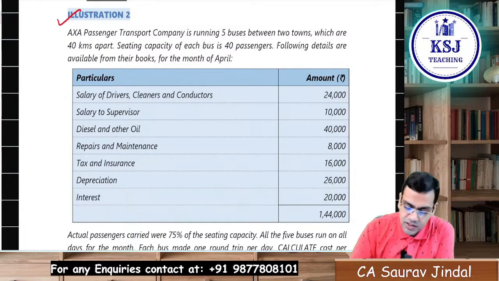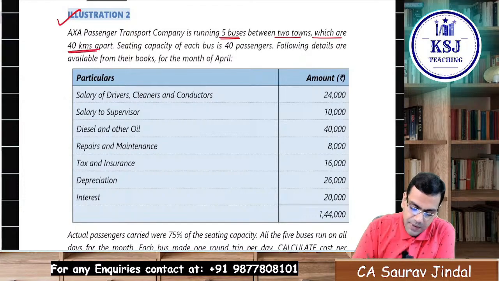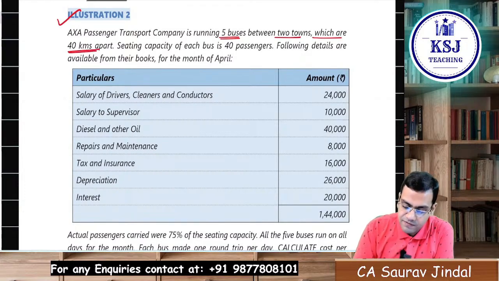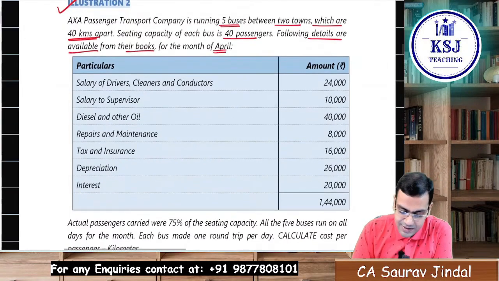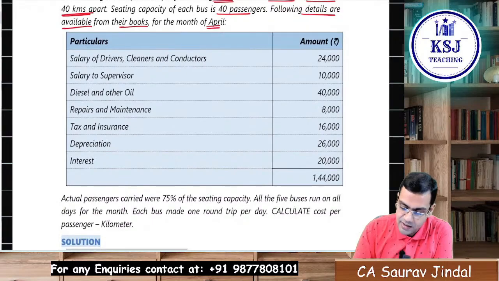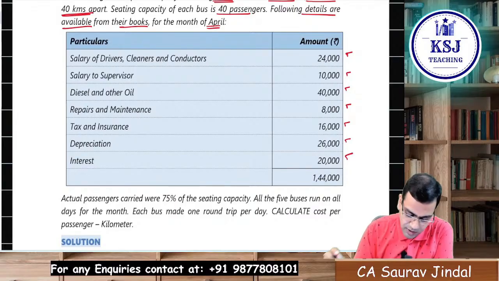AXA passenger transport company is running 5 buses between 2 towns which are 40 kilometers apart. The seating capacity of each bus is 40 passengers. The following details are available from their books for the month of April. Salary of driver, cleaner and conductor 24,000, salary of supervisor 10,000, diesel and other oil 40,000, repairs and maintenance 8,000, tax and insurance 16,000, depreciation is given, interest is given, and total.